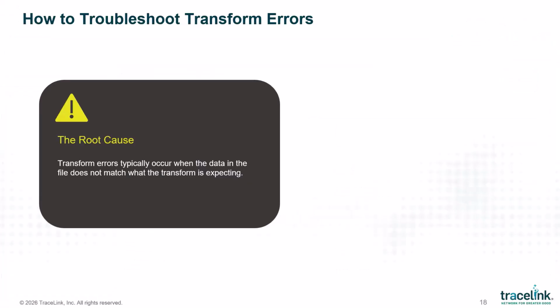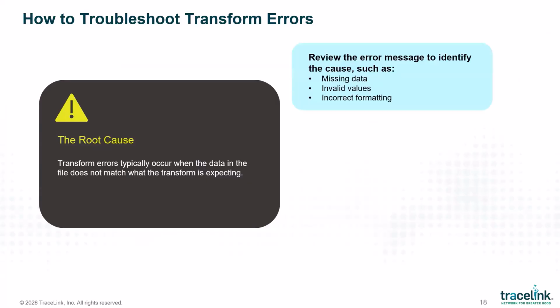Transform errors typically happen when the data in the file doesn't match what the transform expects. This could be related to missing required fields, values that are not accepted, or formatting issues in the file. The first troubleshooting step is to read the error message carefully. In many cases, the message gives a clear indication of what caused the failure. For example, it may point to a missing field, an invalid value, or a formatting problem.